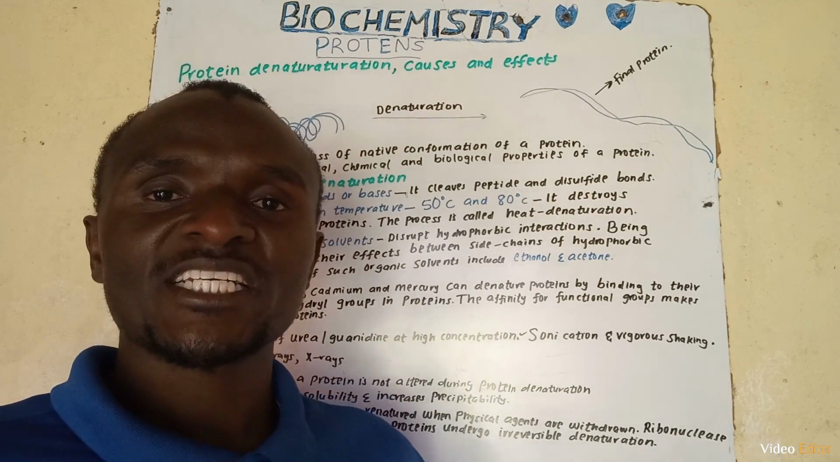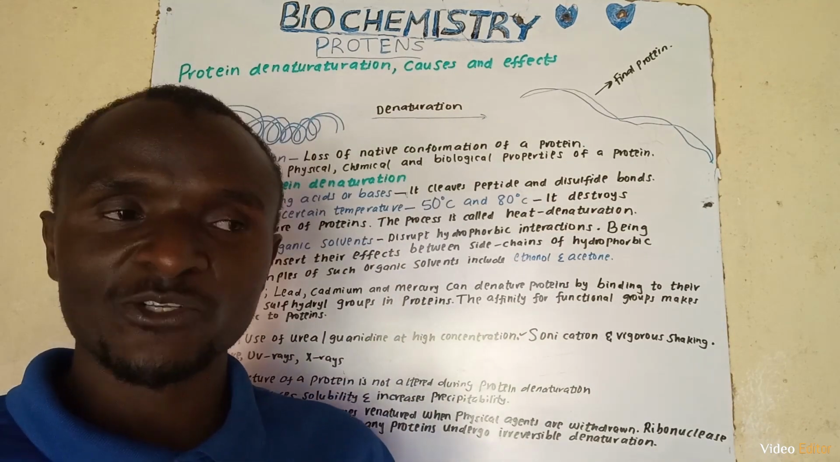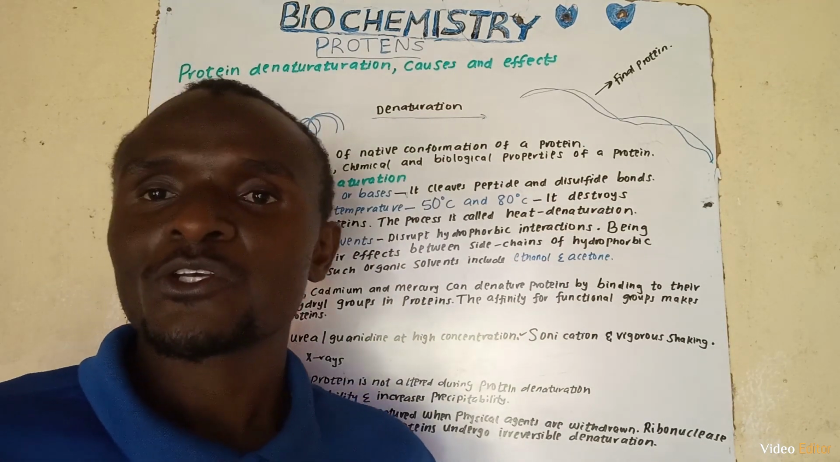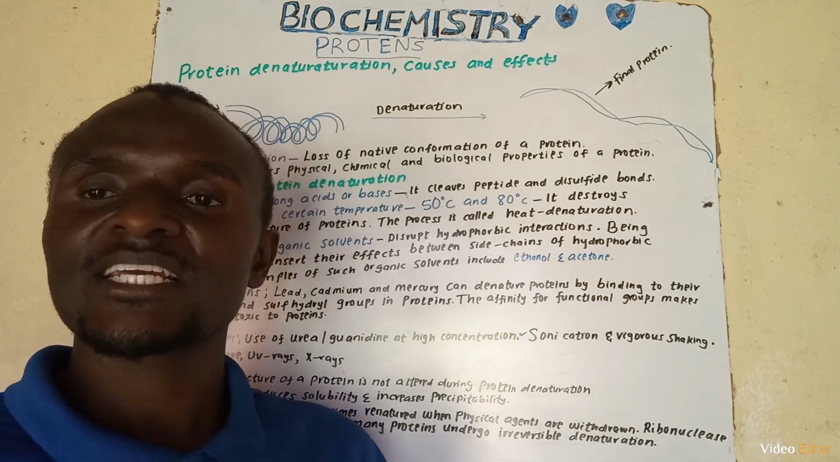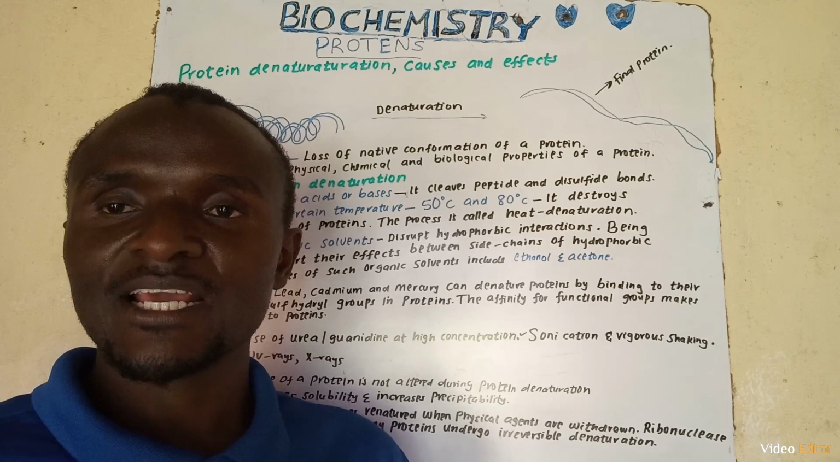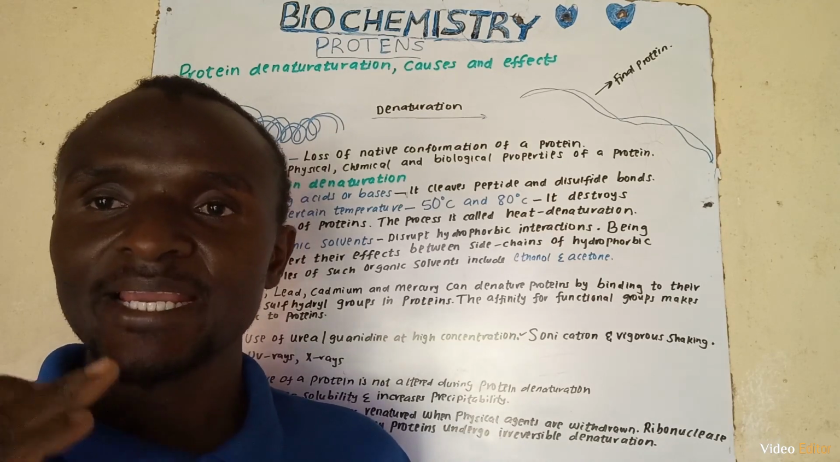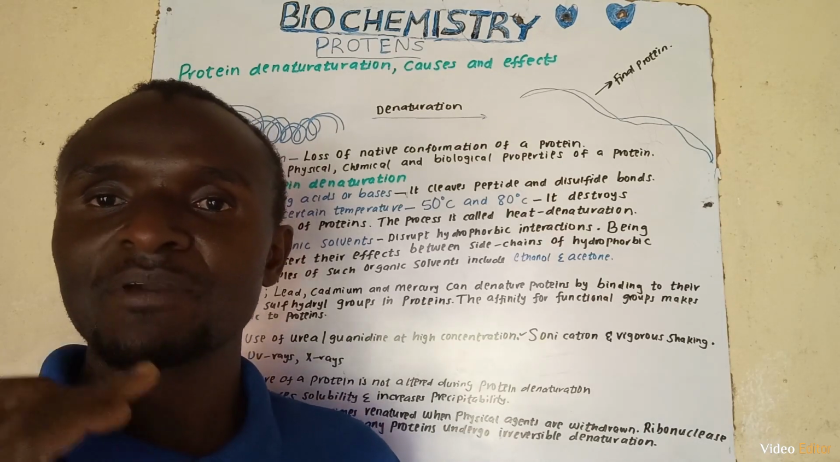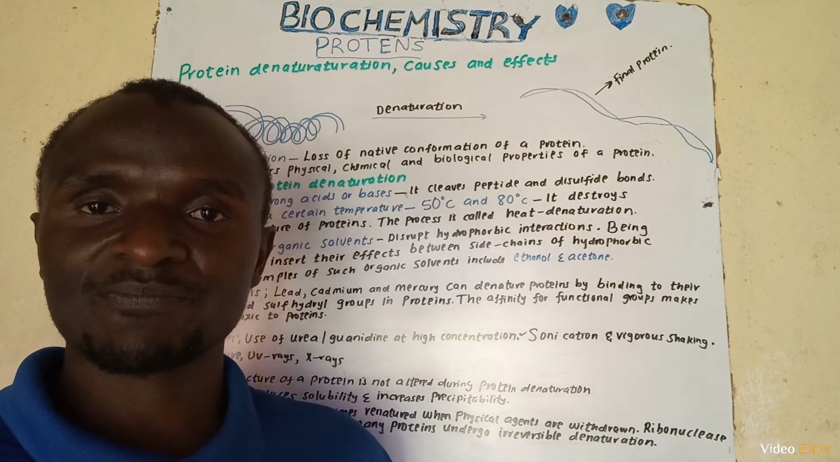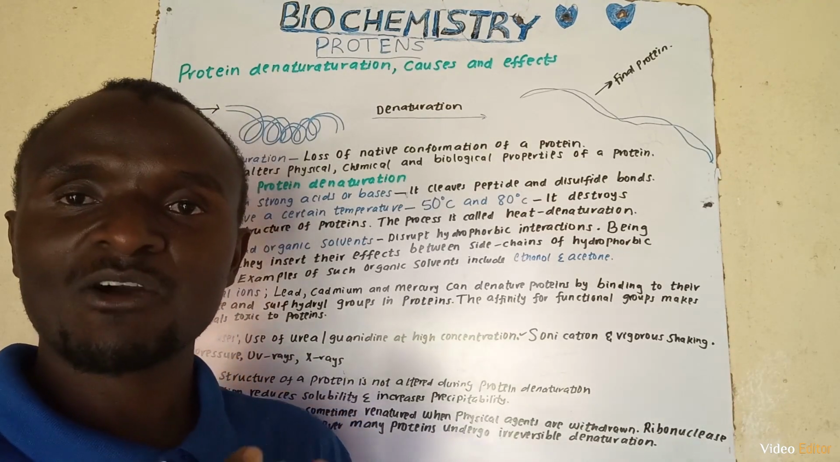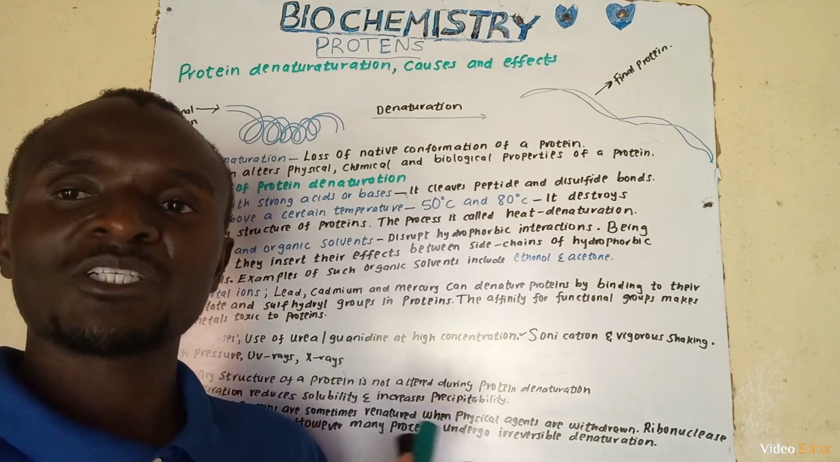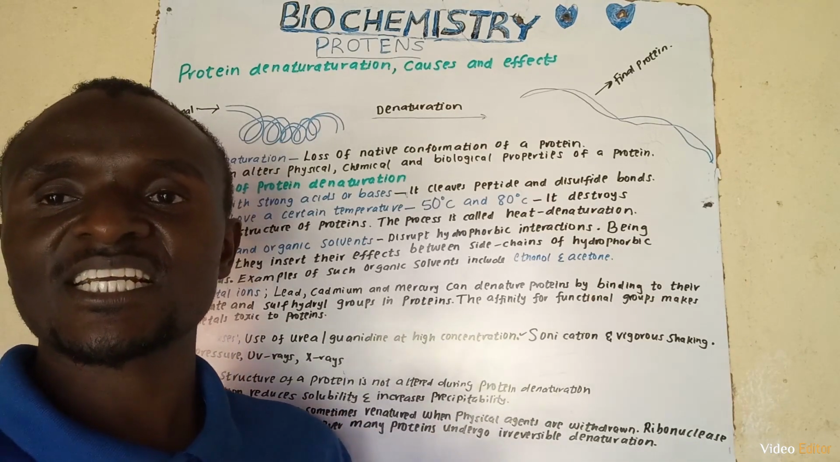So the causes of denaturation are as follows: acids or bases. So strong acids or bases normally interfere with the native conformation of a protein by cleaving the peptide and disulfide bonds. Another cause of protein denaturation is heating our protein to a temperature of between 50 and 80 degrees Celsius.